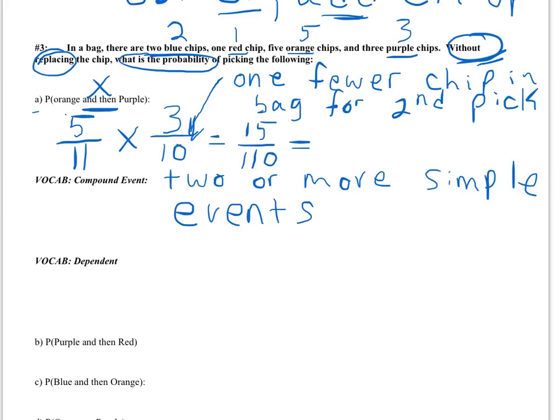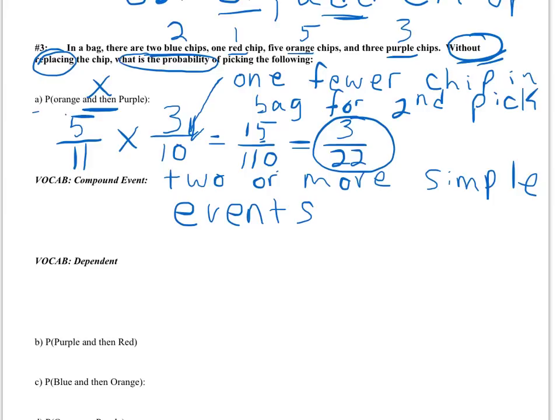If you got that, it absolutely needs to be reduced because this ends in 5, this ends in 0. So we know 5 can go into both. The answer on this is 3 out of 22. Okay. So again, to recap, what's the probability that we pick an orange on the first draw and then a purple on the next? You multiply the two probabilities.